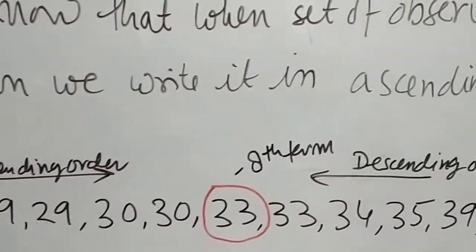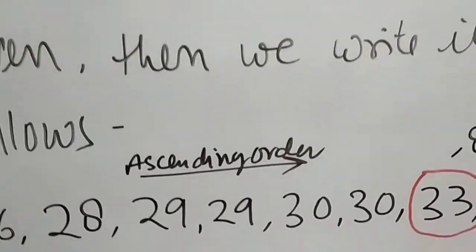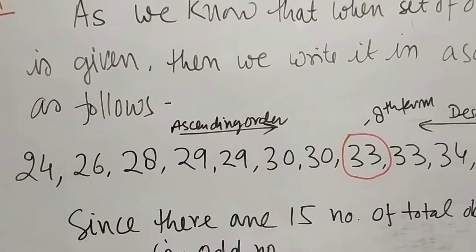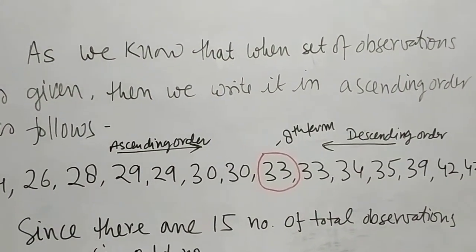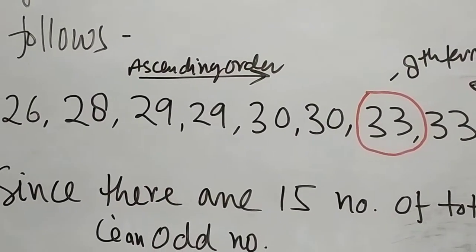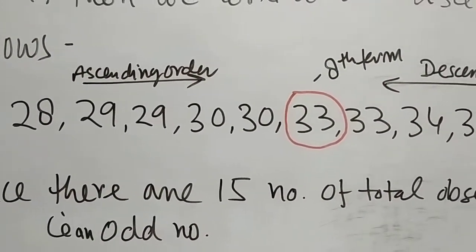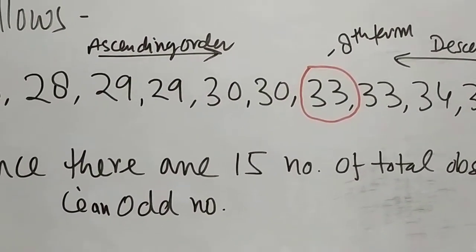Ascending order or descending order, how will the answer be the same? Just see. Here the total numbers are 15. It is written here. Since there are 15 total observations, that is an odd number.